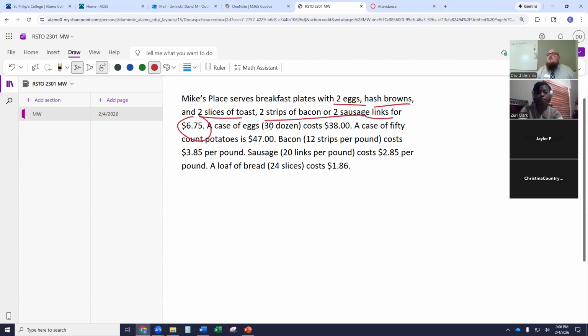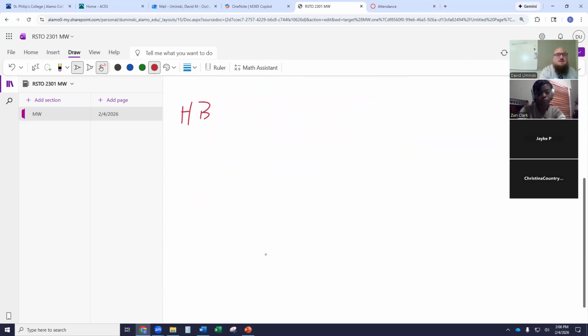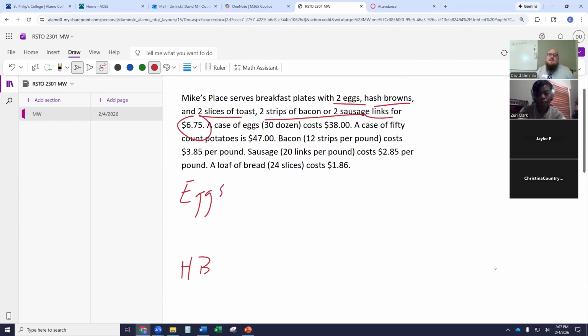So what we first want to do as we're setting this up is just list all of our ingredients: eggs, hash browns, toast, and bacon or sausage. Okay. Now that we have all of our ingredients, we can start costing them out.